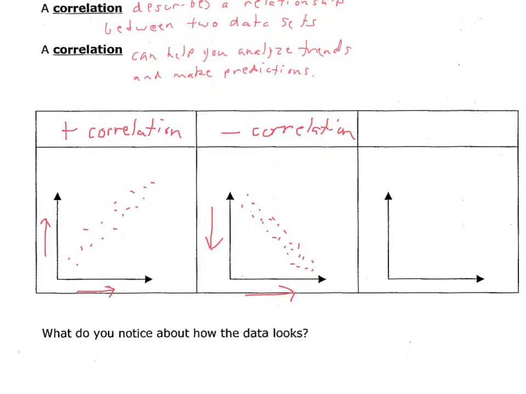The last one is no correlation. When you have no correlation, you'll just have data points that are all over the place on your graph, and there's not really a relationship between the data sets. So here are the three different types of correlation that you will need to know.